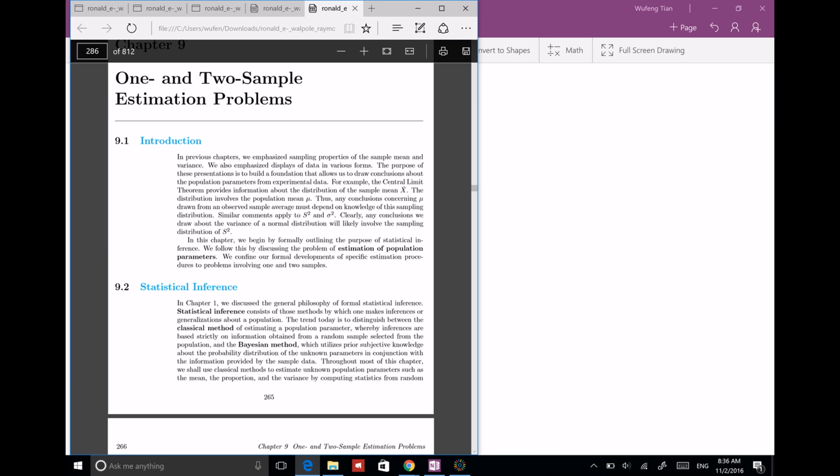Hello everyone, in this video we're going to look at chapter 9, one or two sample estimation problems. The first one is: what's the meaning of sample estimation?